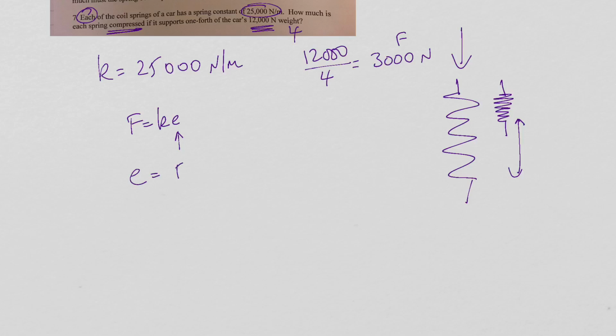So extension is force over the stiffness. So each one is 3,000, and the spring constant is the same for all of the springs. So 3,000 divided by 25,000 gives us an extension of 0.12 meters. So 12 centimeters.